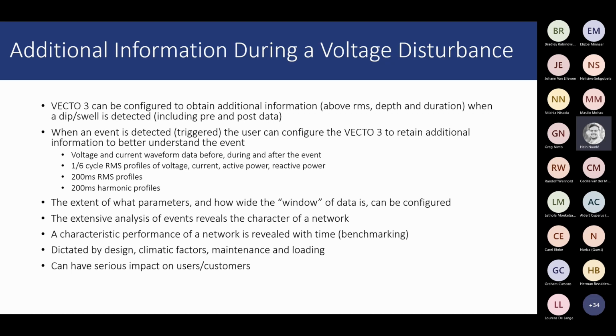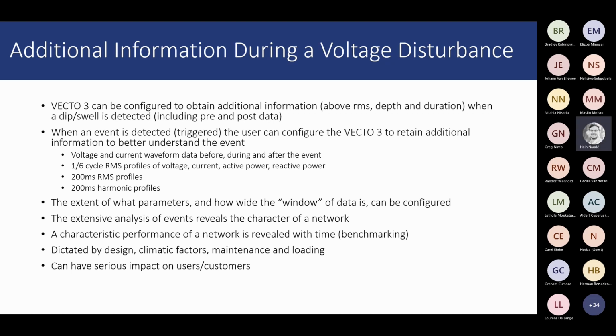So you can enable voltage and current waveform data for before, during, and after the event. Then there are the standard 1/6 cycle RMS profiles of the voltage, current, active power, and reactive power. And then you also have 200 millisecond RMS profiles and 200 millisecond harmonic profiles. All of these are additional ways to characterize an event, and this data can then be used to analyze and to determine the root cause of the dip.